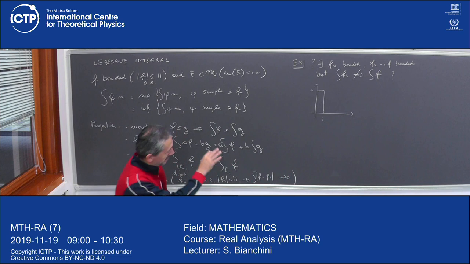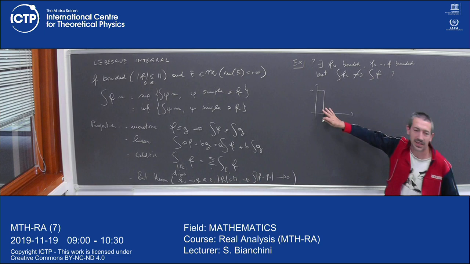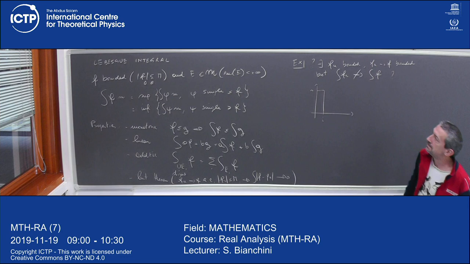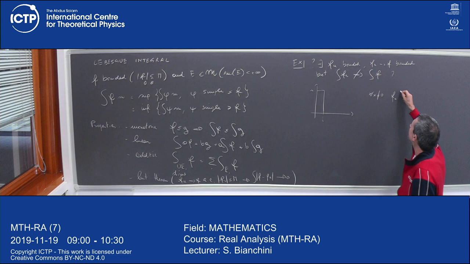Okay, so this is the example. We have to keep in mind, this is something which, even if we are going to relax this condition somehow, we cannot forget about this guy. But the limit of those ones are bounded? Yeah, it's zero. For every x different than zero, f_n is equal to 0 for n greater than 1 over x.